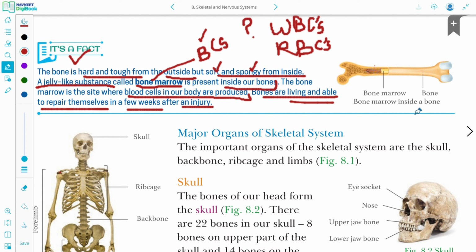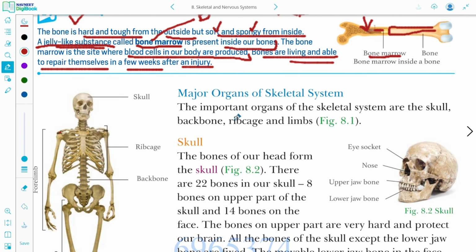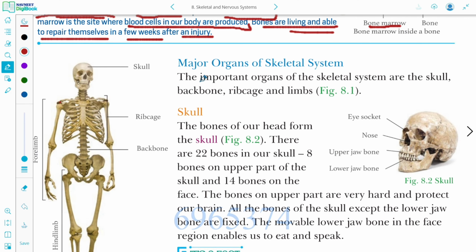Now see this picture. This is the outer covering of the bone which is hard. ठीक है, it is the outer covering of the bone and this is the inner part of the bone which has the bone marrow. And bone marrow is a jelly like substance which is present inside the bone. Clear this much? Now we are going to study about the major organs of the skeletal system.